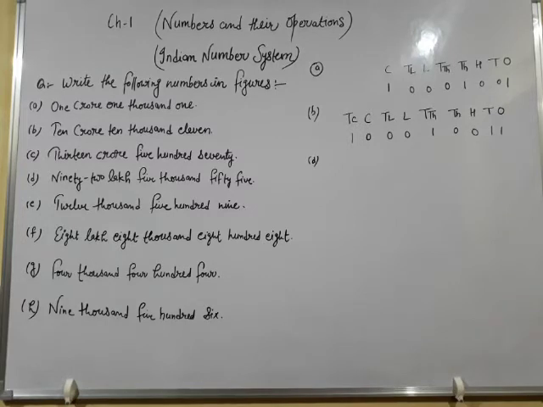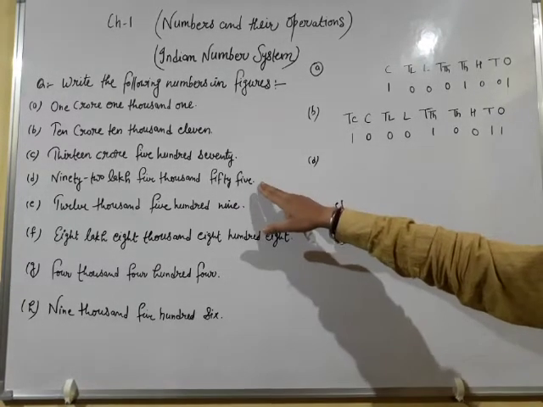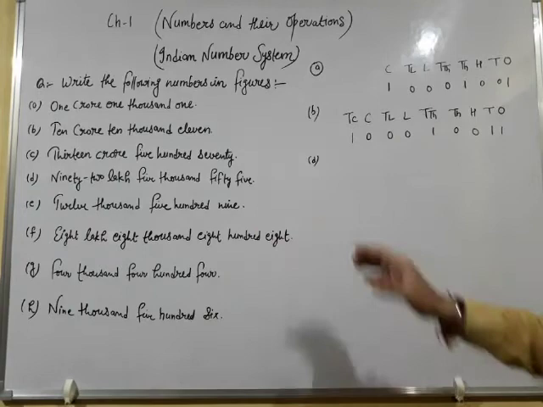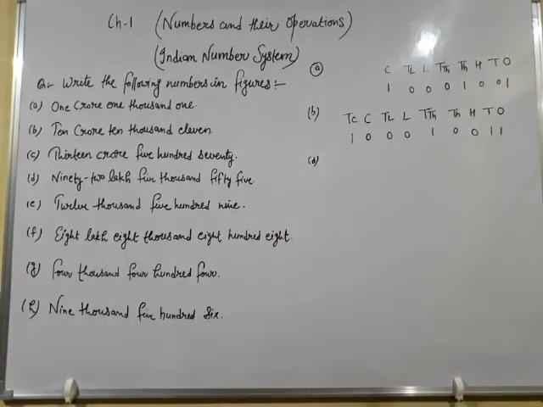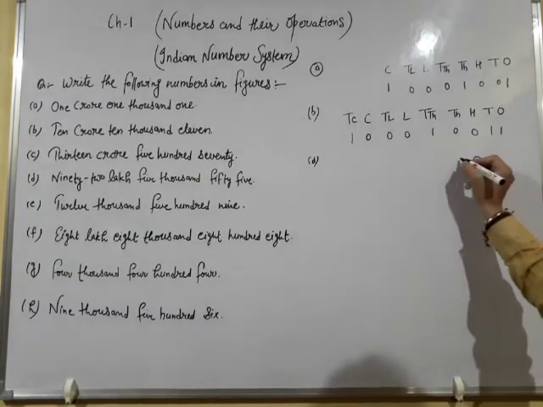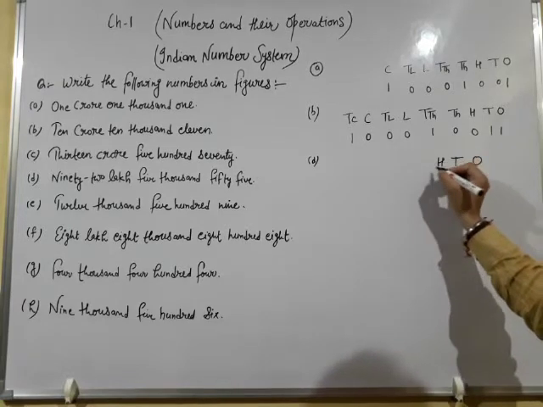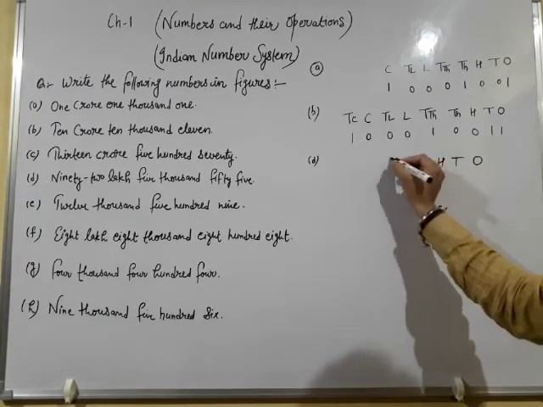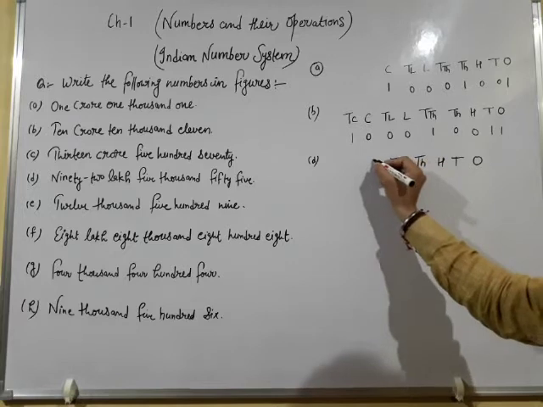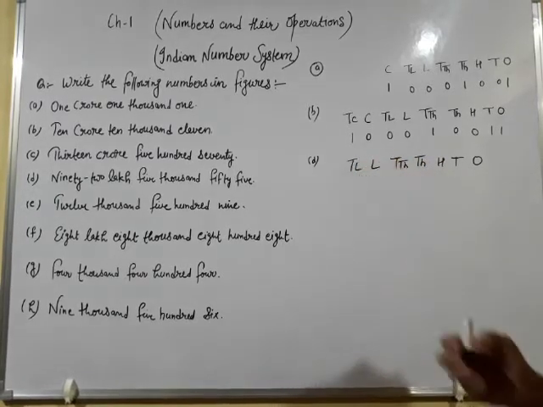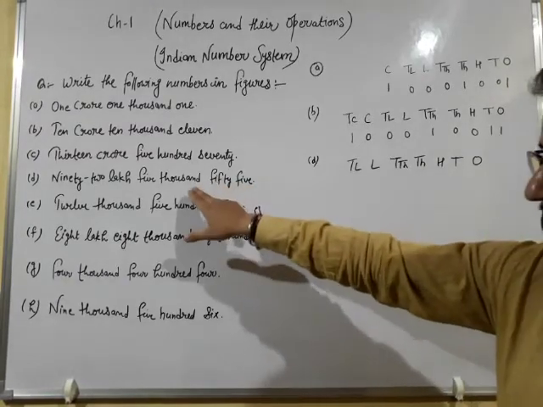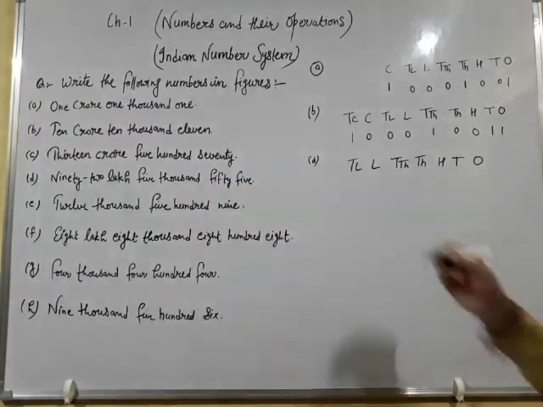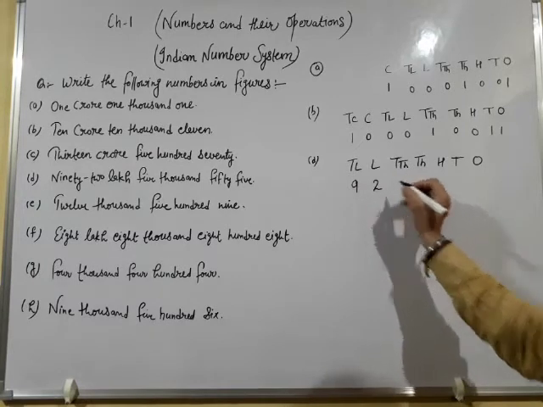92 lakh 5,055. So 92 lakh, the highest place in the D part is lakh. So you have to write your places up to lakh. Ones, tens, hundreds, thousand, 10,000s, lakhs and 10 lakhs. You need not write crores and 10 crores. So how many lakhs? 92 lakh. So 92 will be written as 92.